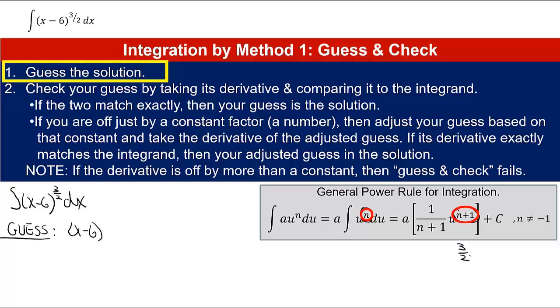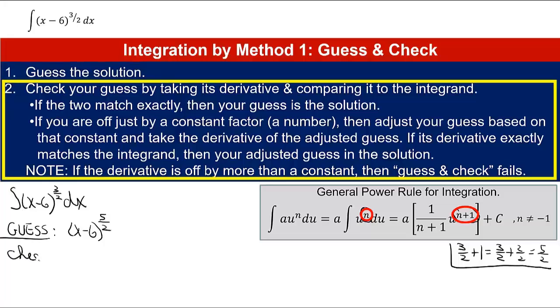Now, I hope you don't have to think too much about this. Remember, when you're adding 1 to a fraction, in this case 3/2, 1 is like 2/2, so you end up with an exponent of 5/2. So my guess will be 1 higher exponent than the original. 3/2 plus 1 is 5/2. Now I have to check that guess. How do I do that? I take the derivative of the guess. You should be good at derivatives by now.